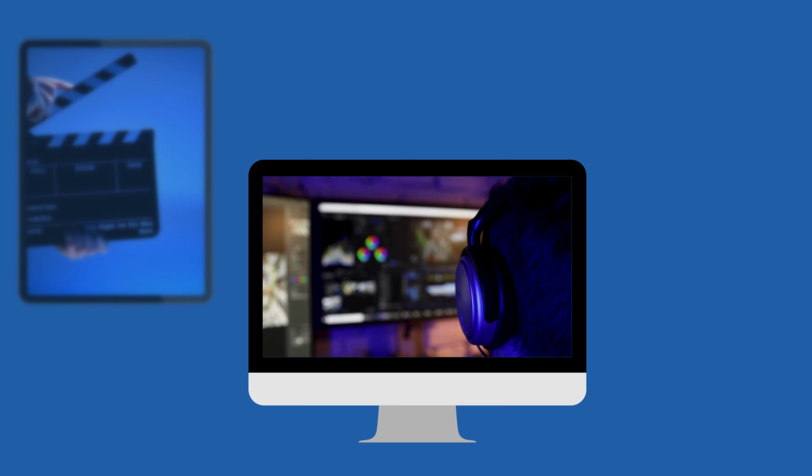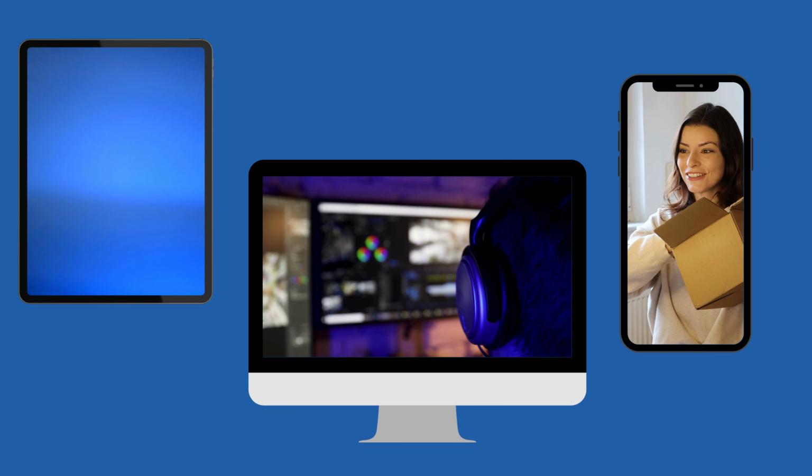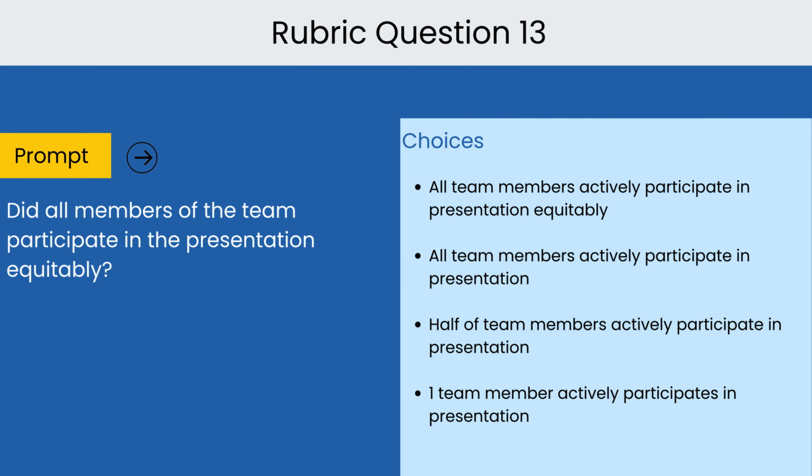In questions 12 through 16, evaluators are judging the quality of the team's presentation. Question 12 is about the length of the presentation. The goal is close to, but not over, 10 minutes. Question 13 regards the equitable participation of all team members. The expectation for the capstone project is that all team members participate in the project equally.